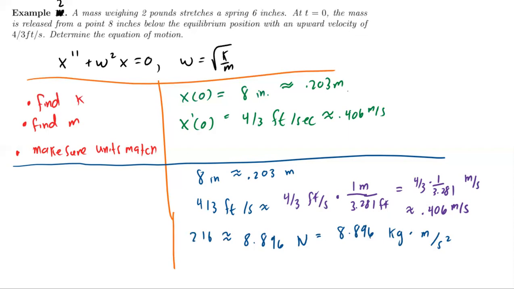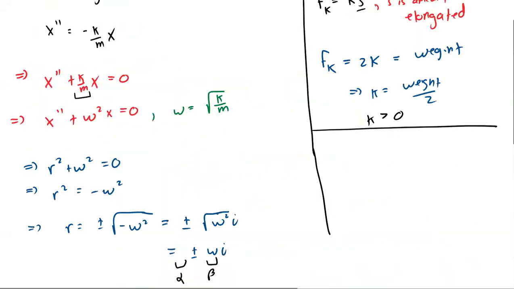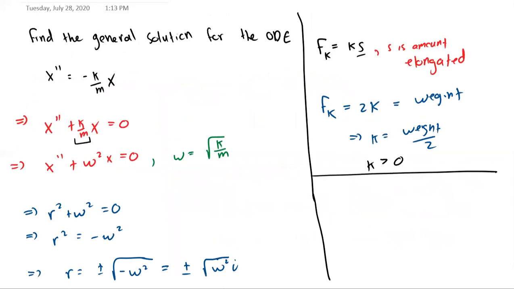Well, we find K basically doing the same thing I mentioned here, using the fact that at equilibrium, after the weight stretches the spring, it reaches an equilibrium state. That equilibrium state is exactly when the magnitude of the restoring force is equal to the magnitude of the weight. So we can use that here.